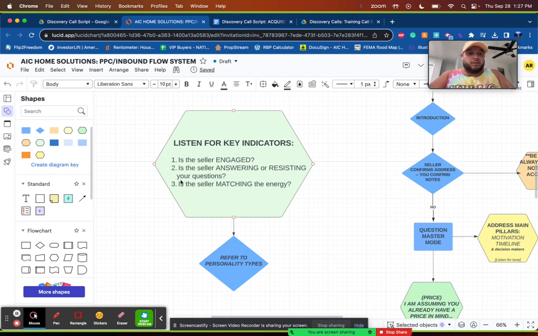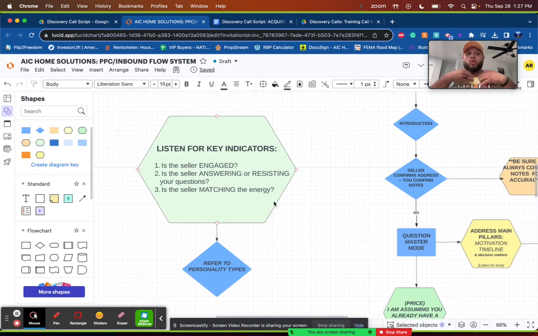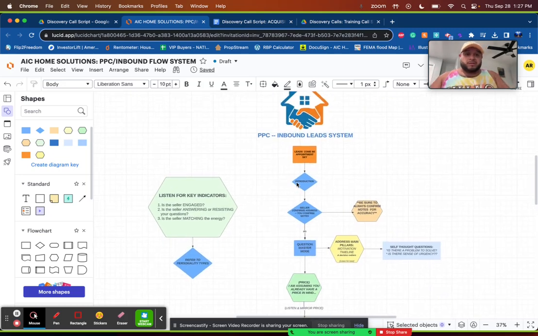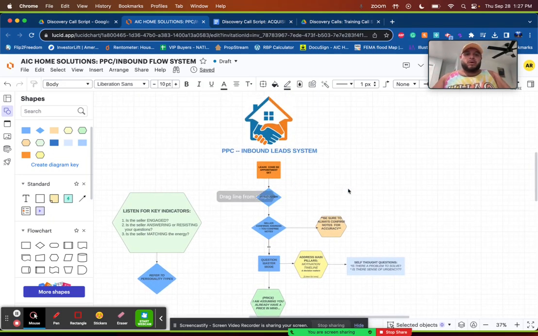and then asking yourself these three questions as you're navigating the call: Is the seller engaged, right? Is the seller answering or resisting my questions? And is the seller matching my energy, or do I have to match the energy of the seller in order for us to get to a consensus, right? But this is what we use.